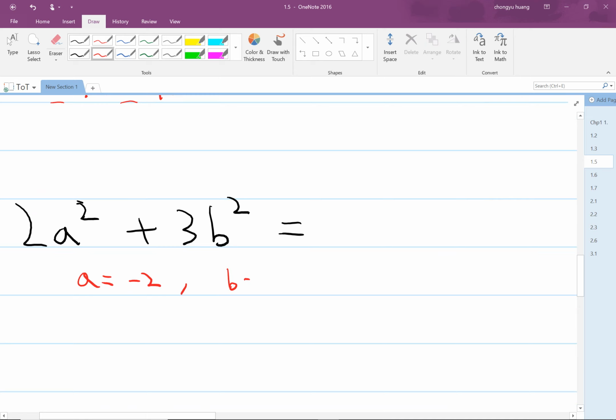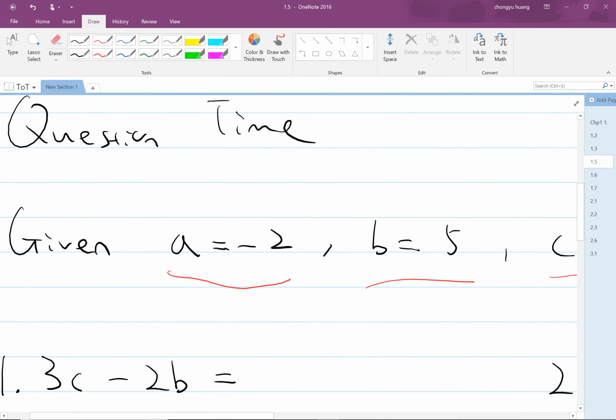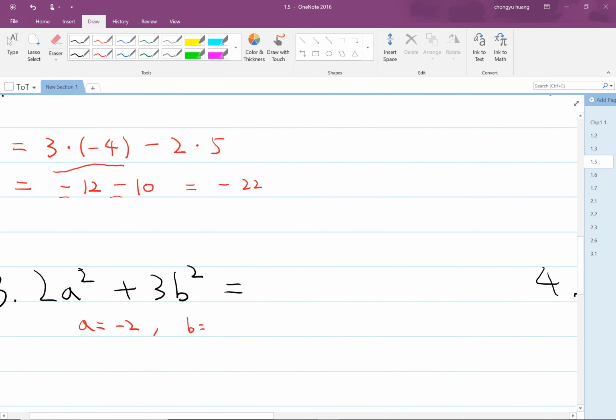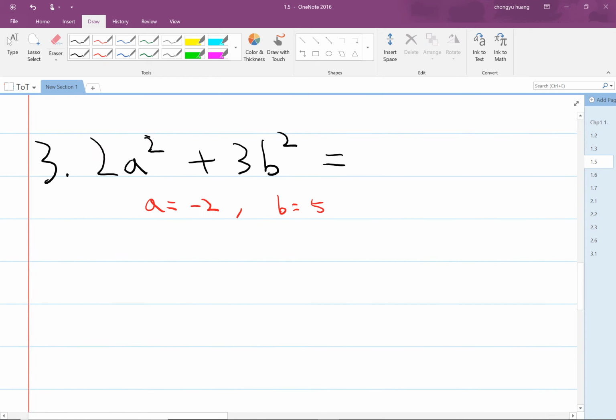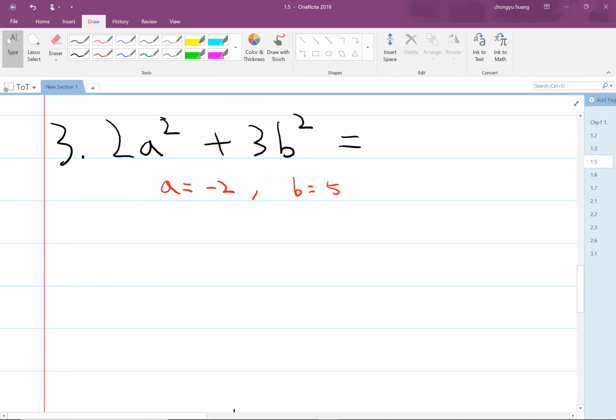And then b over here is actually 5, so let me write it down. B is equal to 5. So now you got all the values you needed, so let's just do it. So 2 multiply a, which is -2, so -2 squared, right? And then you plus 3, and then you multiply b squared, so b actually is 5, so 5 to the power 2, right?